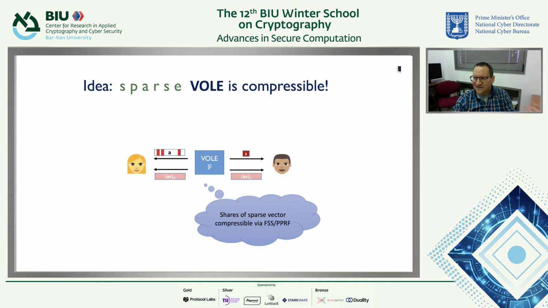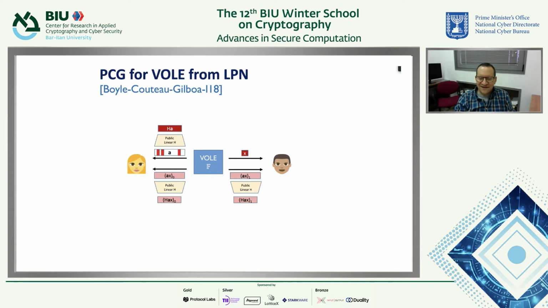And now the only step that is missing is converting a sparse Vole to a pseudo-random Vole. And this is done, there is also a primal version of the construction, which I'm skipping, that has some advantages, but this is the dual version of the construction that uses the dual version of LPN that I defined.